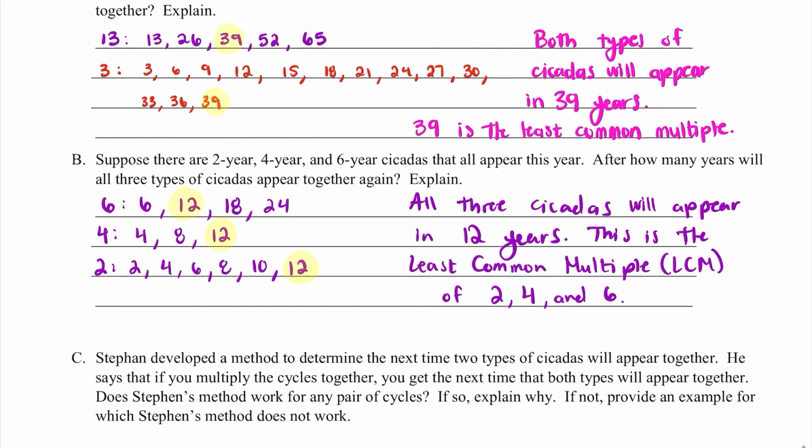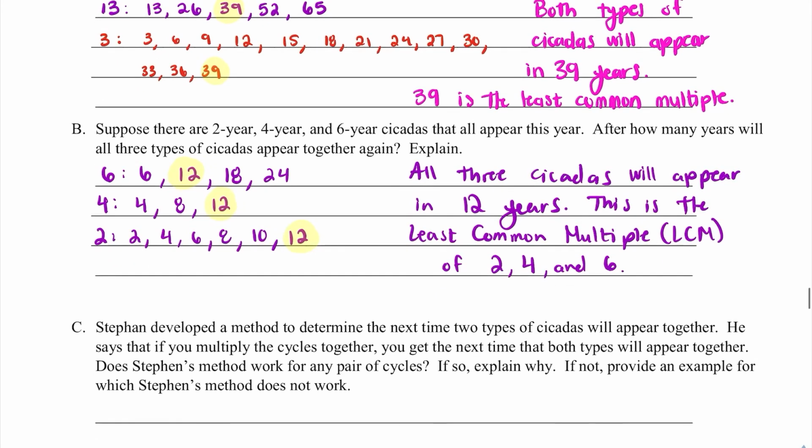Okay, hopefully you paused the video and let's take a look at this. So we listed the multiples for 6, and that's a good starting place, starting with a larger number, and then maybe doing the first 4 or 5 multiples. Okay, then we went to 4, and then I went to 2, and then we kept going until we had a common multiple in all 3 numbers. Okay, and our conclusion was that all 3 cicadas will appear in 12 years. This is the least common multiple, or the LCM, of 2, 4, and 6. So 12 is the least common multiple of 2, 4, and 6.